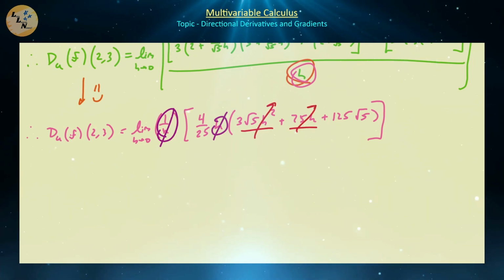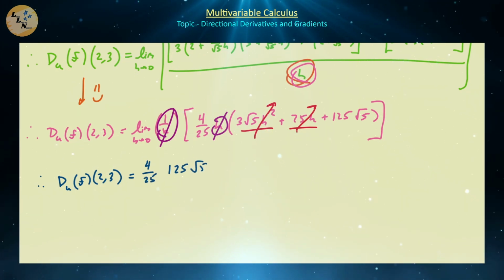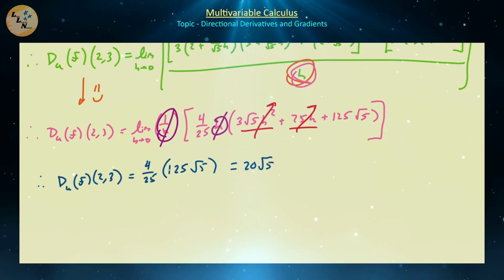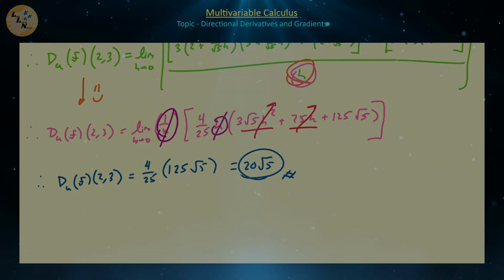So we have that the directional derivative in the direction of u of f evaluated at (2, 3) is going to be equal to 4 over 25 times 125 square roots of 5, which actually reduces nicely to 20 square roots of 5. Therefore, we can see, since this number is positive, that f is going to be increasing along that direction at the point (2, 3).